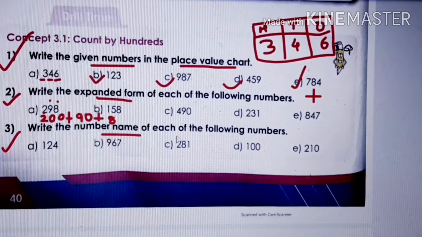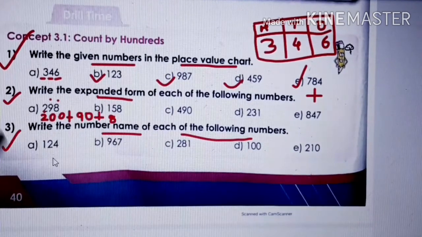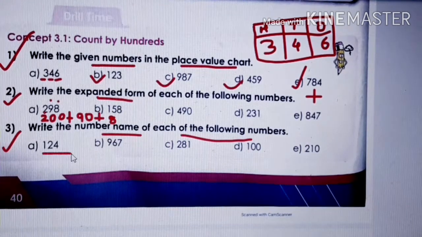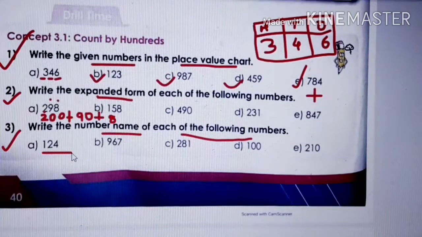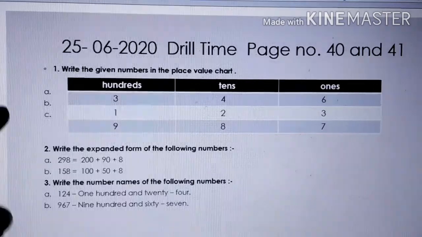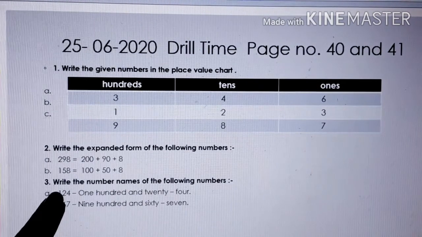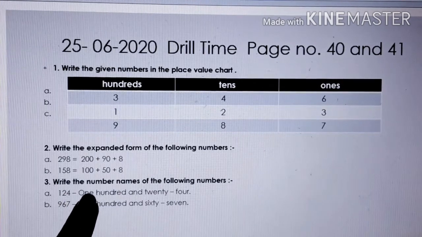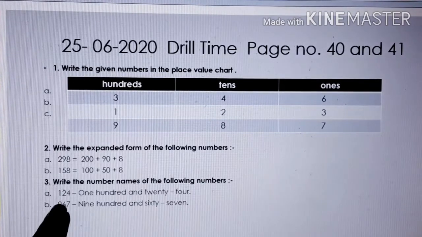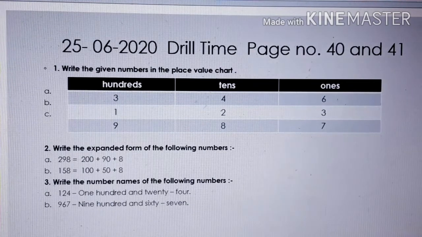Write the number names of each of the following numbers. So number names, these are the numbers and you have to name them. How to write in spellings, okay? So you know this is what? 1, 2, 4. How do we read? 124. So I'll show you how to write, children. Write the number names of the following numbers. First is 124. When we write 24, children, there is a small dash in between 20 and 4.